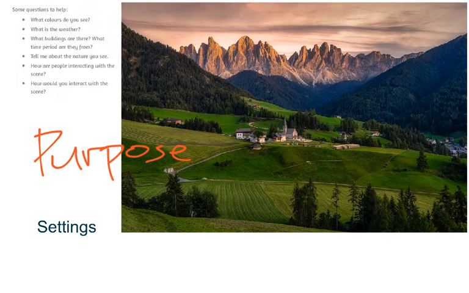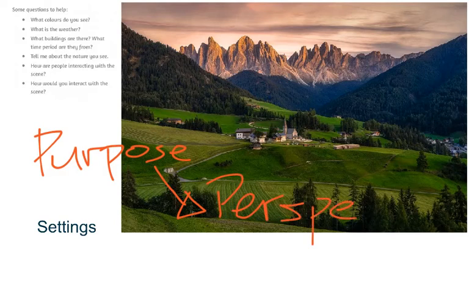So one of the big things with this is all about perspective. So your purpose is going to have to lead to some perspective, especially if it's a character's perspective, or if, again, you're just a neutral third party trying to have some fun writing.